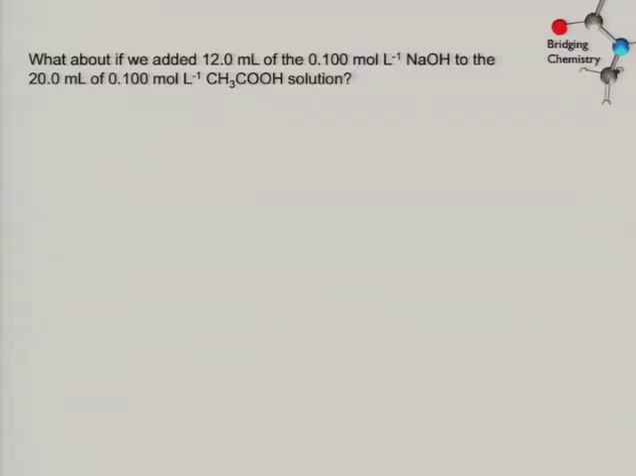Okay, so now we move on to another question. Well, actually, it's another part of the same question, to be honest, and then there's a third question. So what about if we added 12 mL of 0.100 moles per litre sodium hydroxide to 20 mL of 0.100 moles per litre ethanoic acid? Right, so the previous problem we did, we added 10 mL. Now what about if we add 12? This is going to make the numbers all a bit more interesting, yeah?